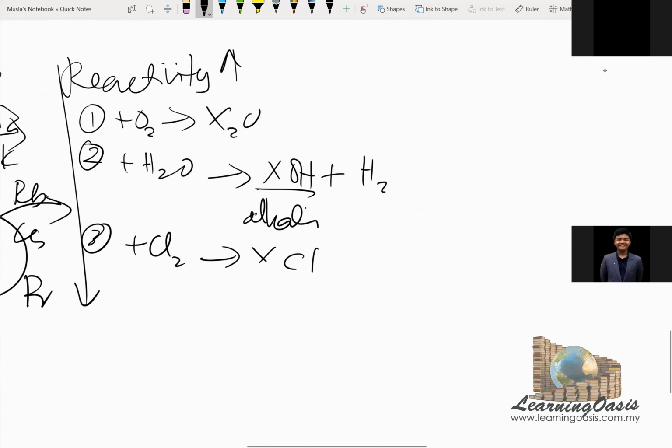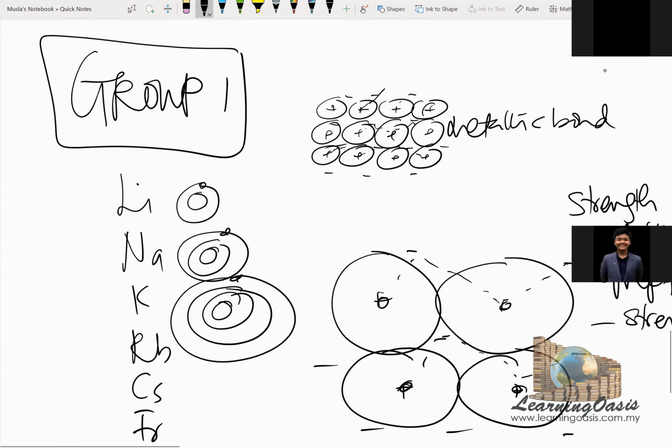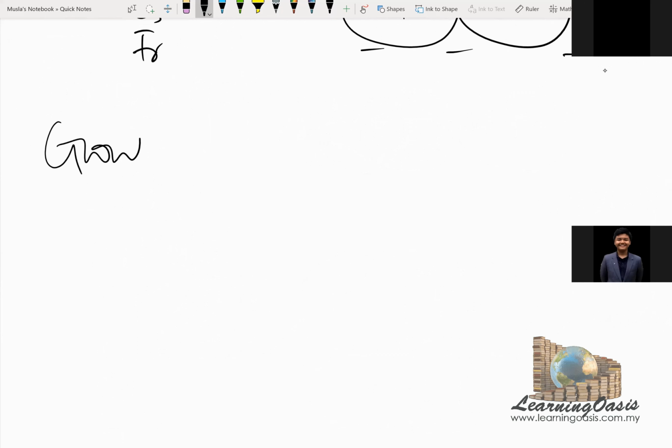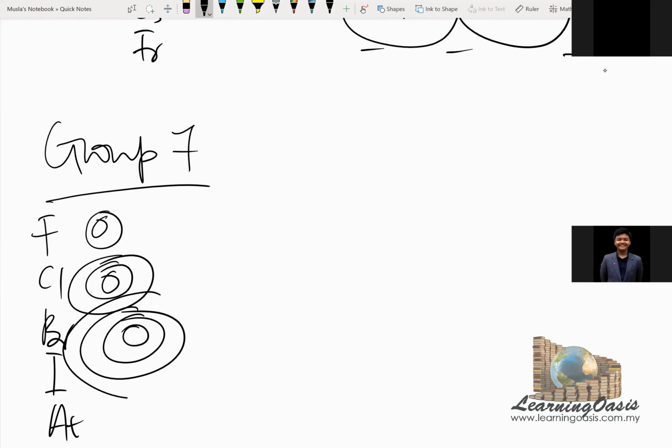So next one will be group 7. When you talk about group 7, we have fluorine, chlorine, bromine, iodine, but very rarely we talk about astatine. Fluorine is 2,7. Chlorine is 2,8,7. Bromine is 2,8,18,7. You get that?